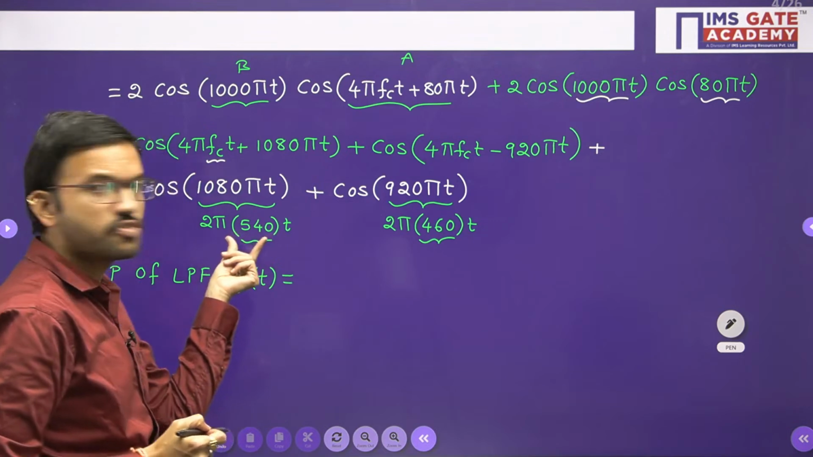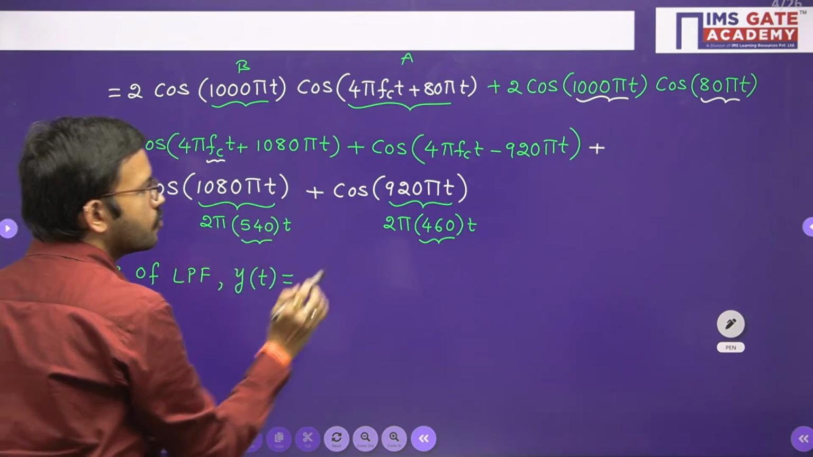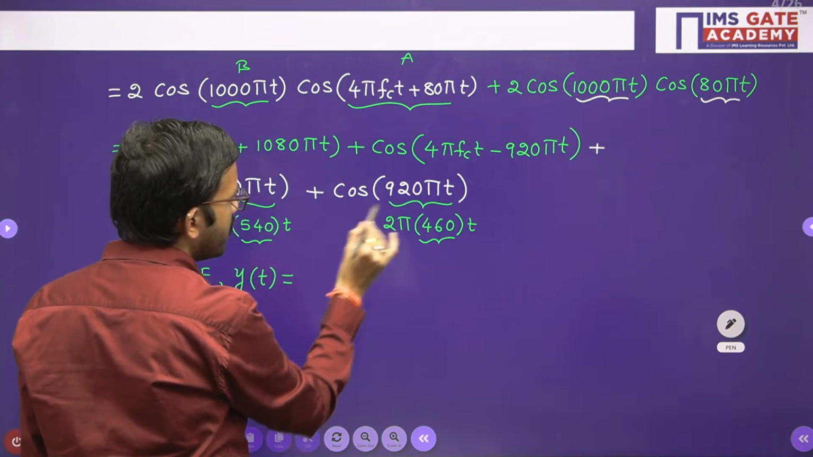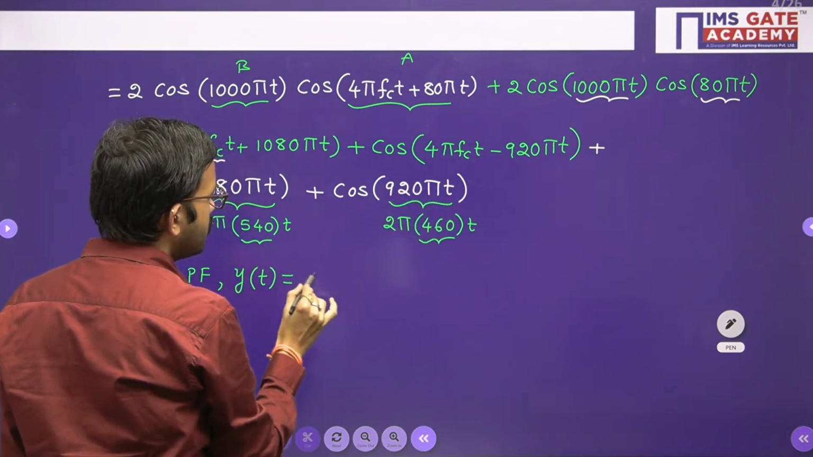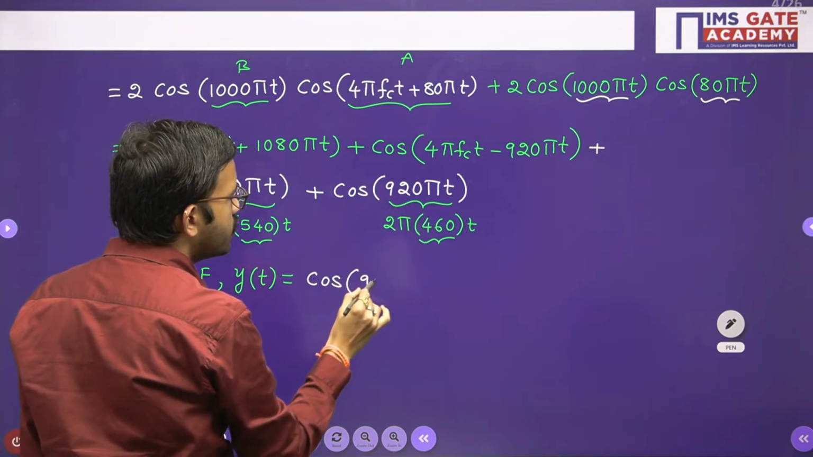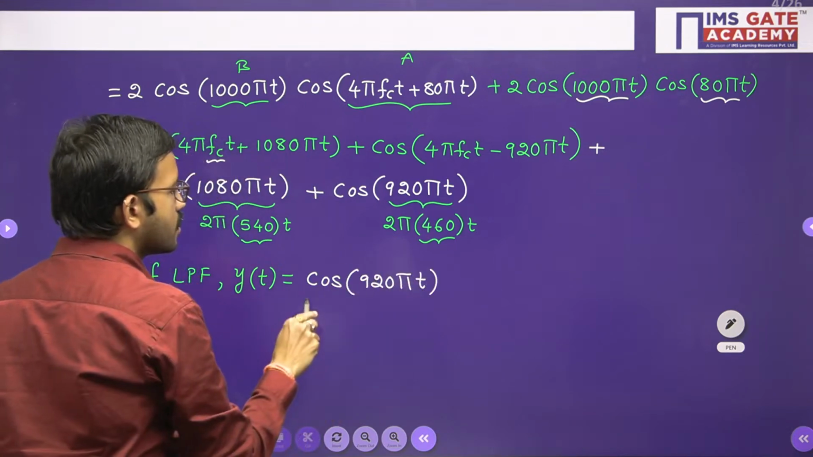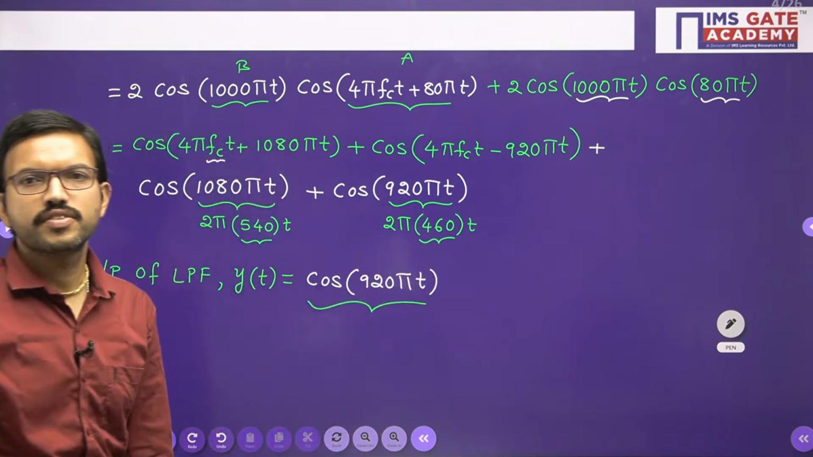But this frequency is beyond that, so this term is also not allowed. Only this last term is allowed, right? So you can write the direct expression, cos 920 pi t. I hope it is clear for everyone.